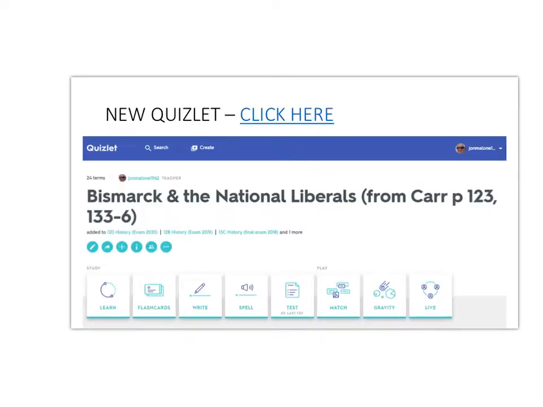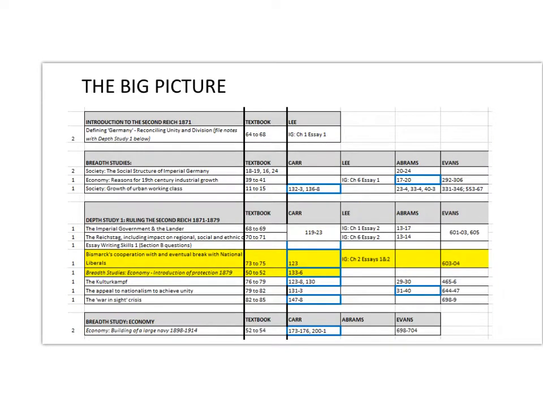Okay, there's a new Quizlet. All the questions there, you can see there are 24 questions, are from Carr, so that's part of the reading which I'll quickly take you through. That's just a reminder of the big picture, so you can see that it's part of the depth study.